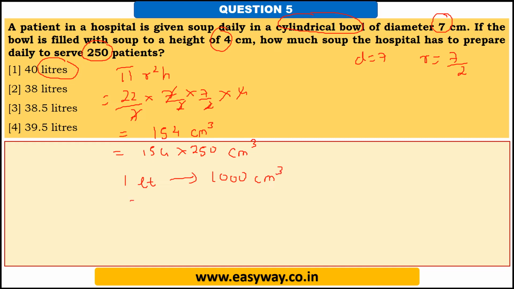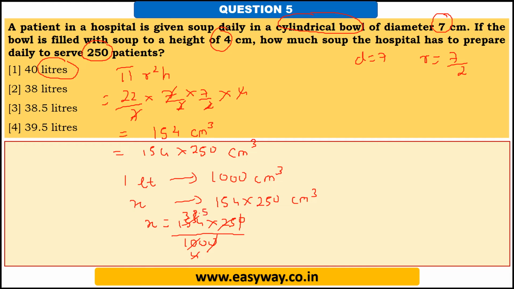Okay, so let us say x liter will be equal to 154 into 250 centimeter cube. So x will be 154 into 250 upon 1000. So this 0 will be cancelled. 1s are, 4s are, 4 3s are 12, 3 4s are 12, 3 2 8s are, and then we'll be left with 20. So that will be 38.5.